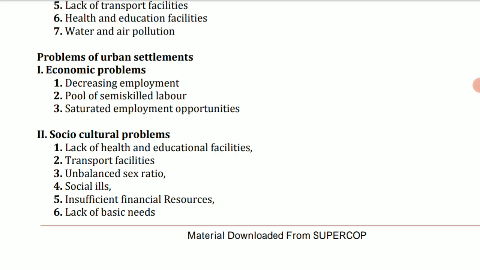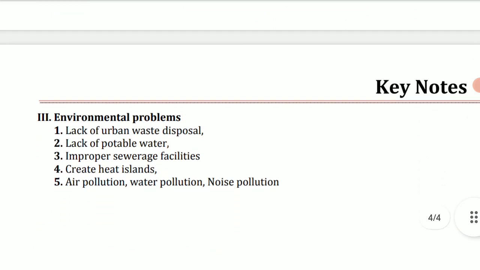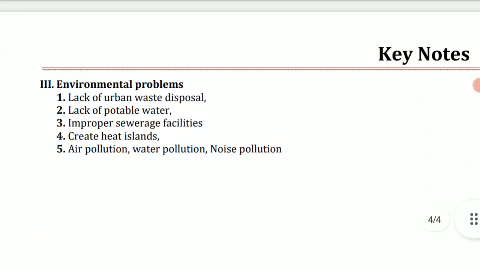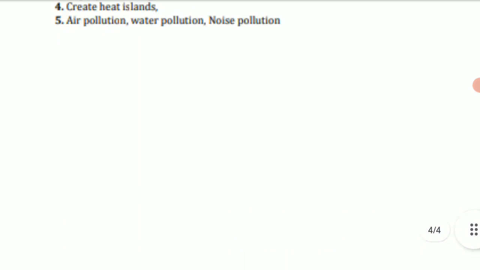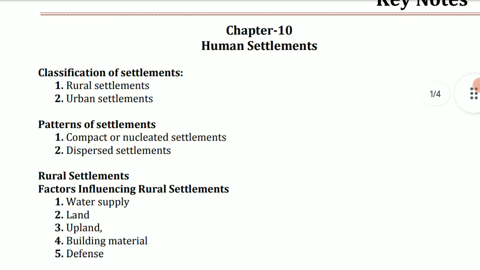Now, what are the problems of urban settlements? The first is economic problems, then we have socio-cultural problems, and we have environmental problems. And in all these sections, we also have some subsections of problems. So this was a very brief overview of the chapter on human settlements. So signing off.